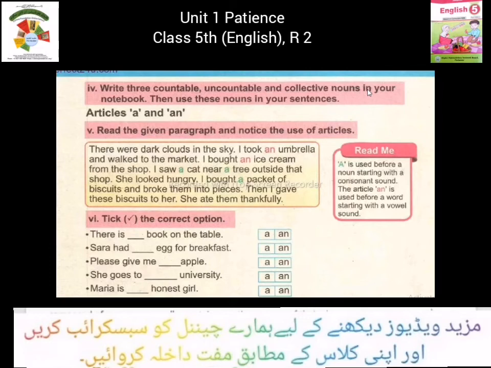Please give me an apple. Correct answer is An. She goes to dash university. Correct answer is An. University. She goes to an university. Maria is an honest girl. So the correct answer will be An.